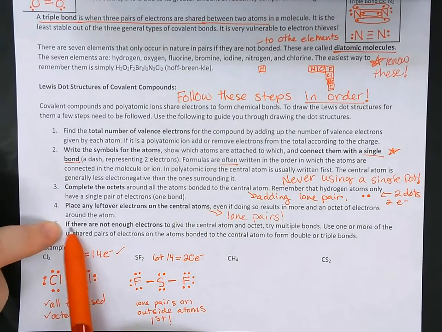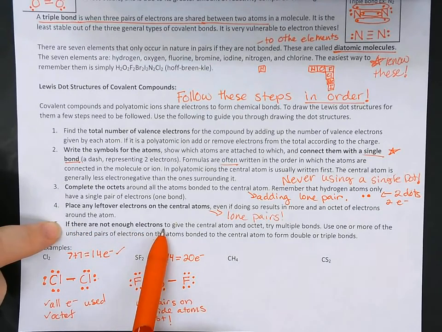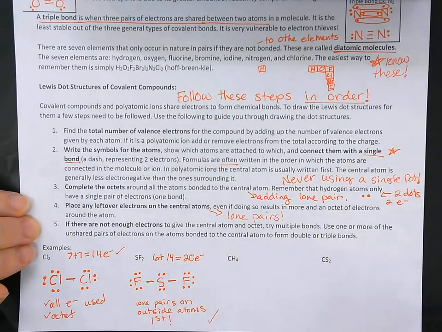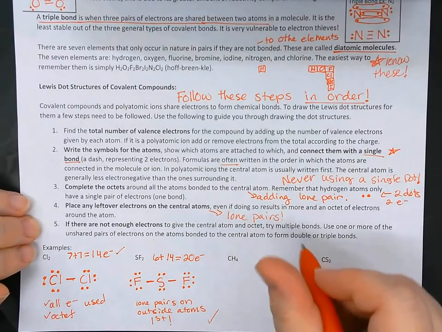Now, again, step 5, we haven't gotten there. It says if there are not enough electrons, we have enough electrons, so to give everybody their octet. So we can move on. This one is done. Okay, CH4.